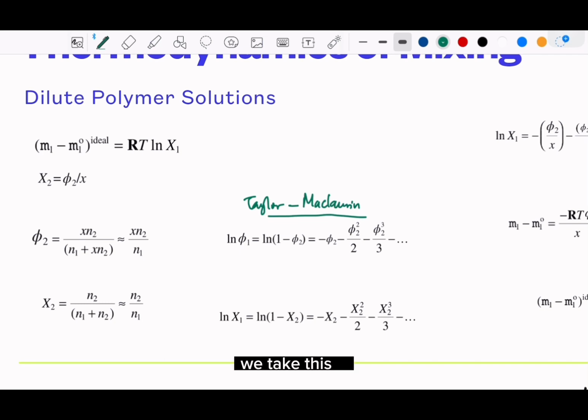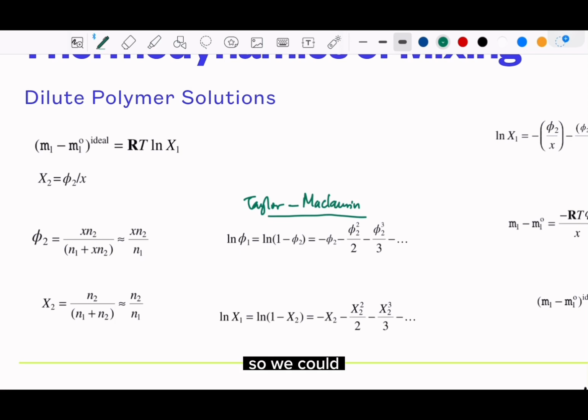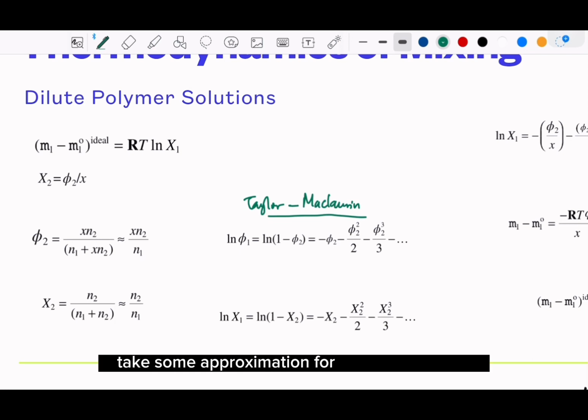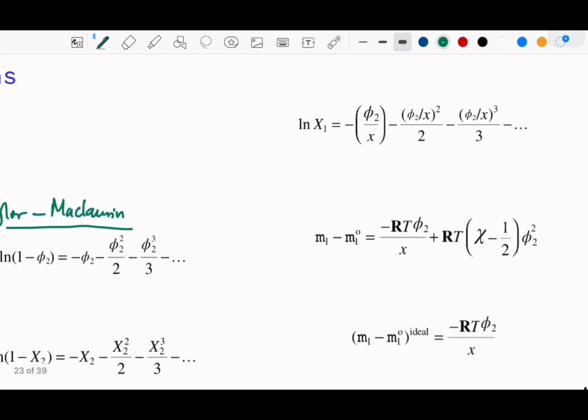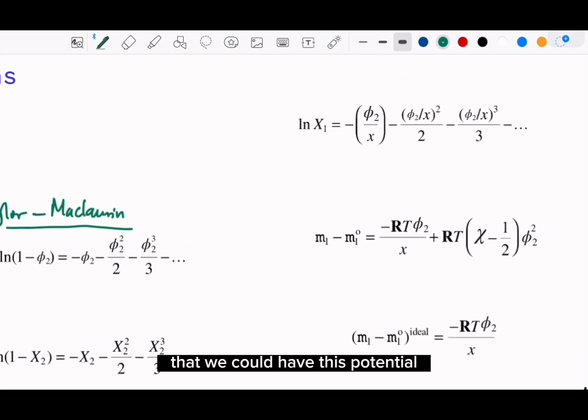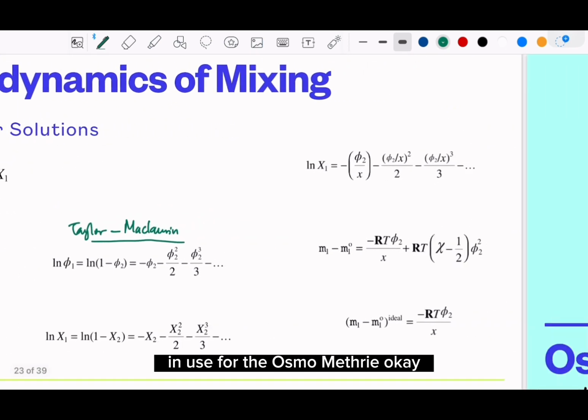Again, we take this x to symbolize the large molecule. So we could take some approximation for volume fraction and just molecular fractions, and then we can write at the right side that we could have these potentials. So all the things for the ln we can write, and later we will see it will be used for the osmometry.